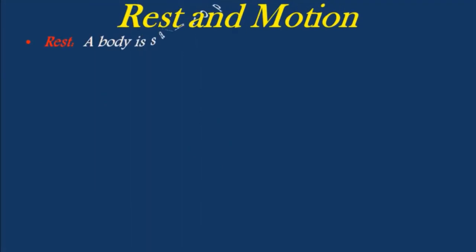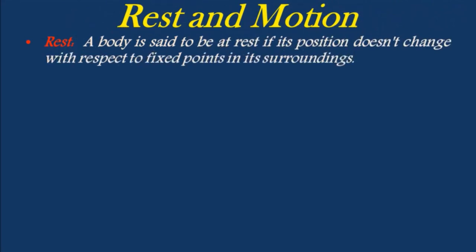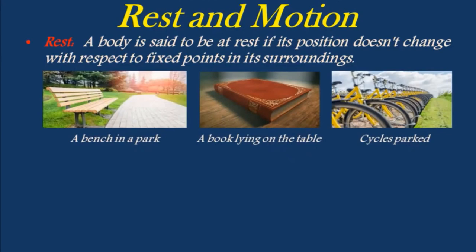What is rest and motion? Rest means a body is said to be at rest if its position does not change with respect to fixed points in its surroundings. Look here, a bench in a park is at rest. A book lying on the table is at rest.